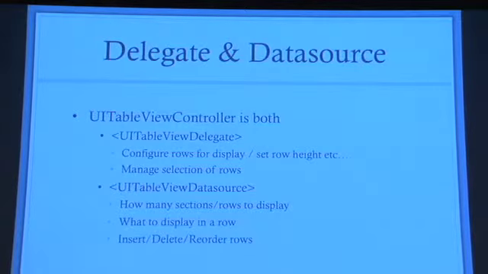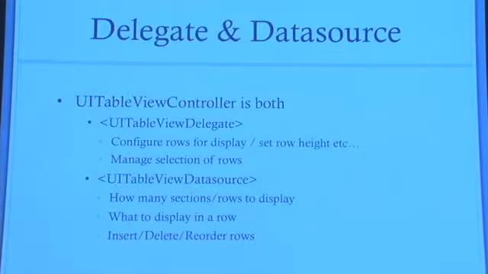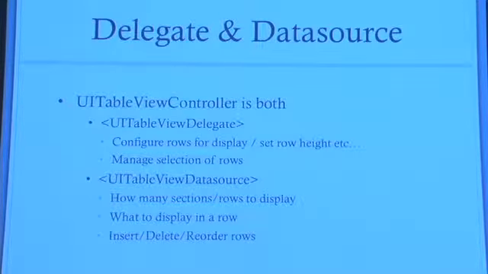So the UITableViewDelegate protocol doesn't actually have any required methods, but the UITableViewDataSource does have a few methods that are required to use. So we'll talk about some of those. And the delegate is basically in charge. That's got the methods for saying what the row height should be, and it's also got the methods for saying what should happen if a user happens to click on a row. And the data source is in charge of the methods that deal with the data, like how many sections the table view should be displaying, what it should be displaying in each row, and also methods for inserting and deleting rows and rearranging them.